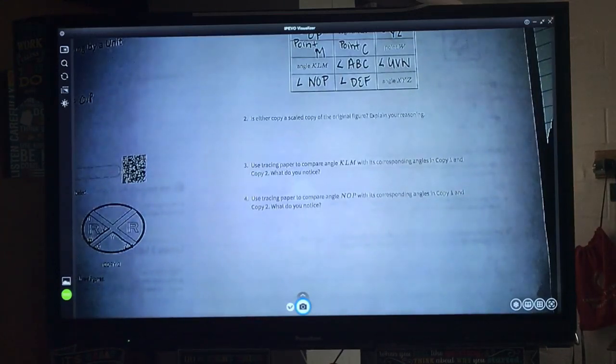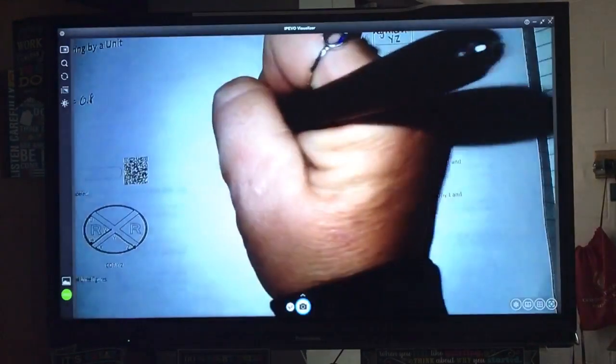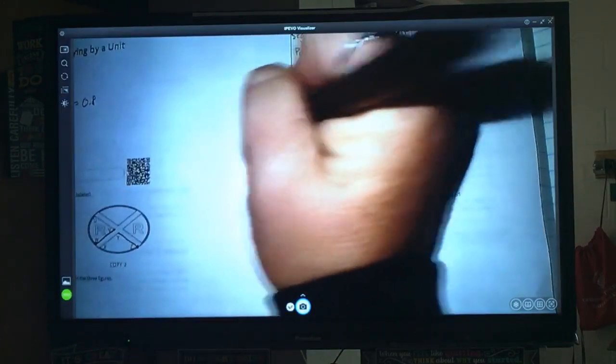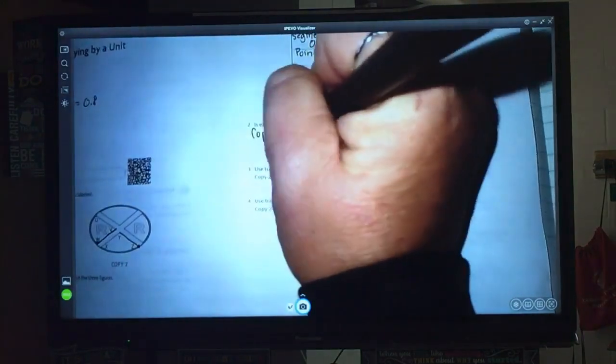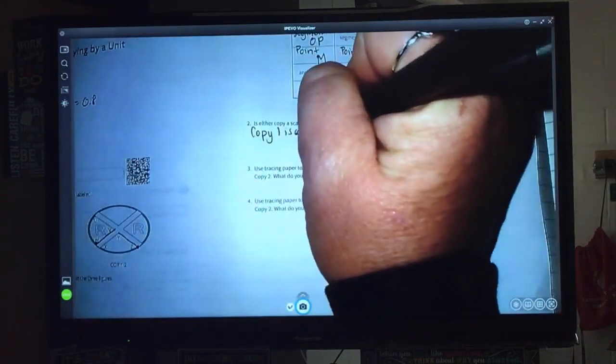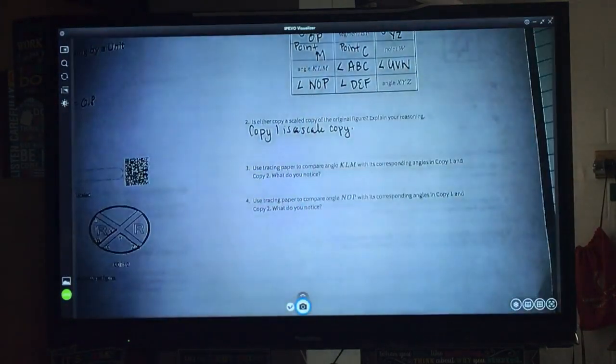Alright, so let's go over some of the stuff that you wrote down for 2, 3, and 4. Alright, put your pencils down. So, number 2 says is either copy a scale copy of the original figure. So what did you guys say? Copy one is a scale copy of the original one. Why? Because it's the same shape, but it's just a little bit smaller.